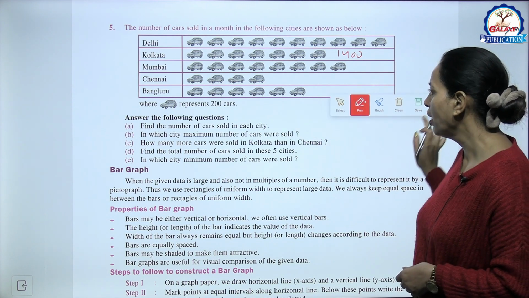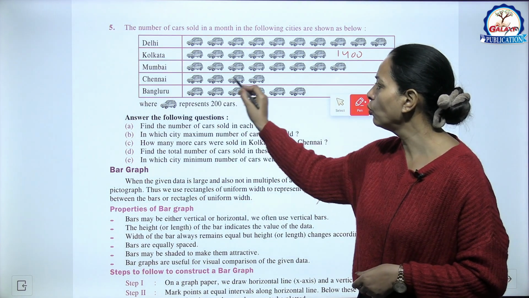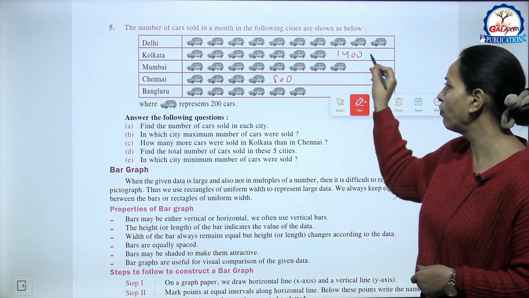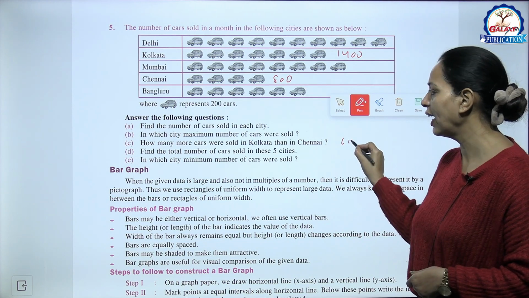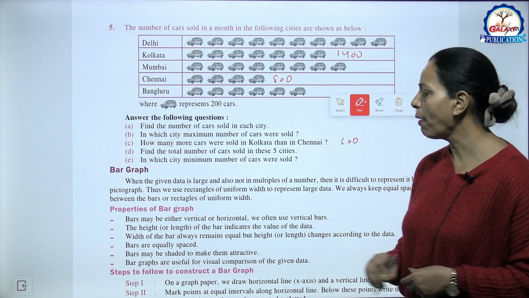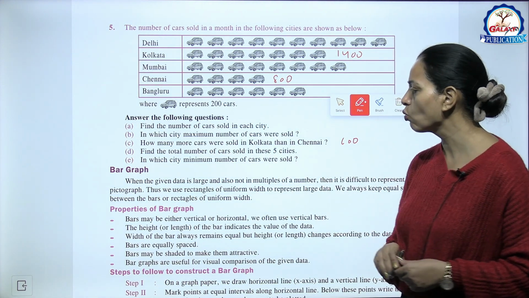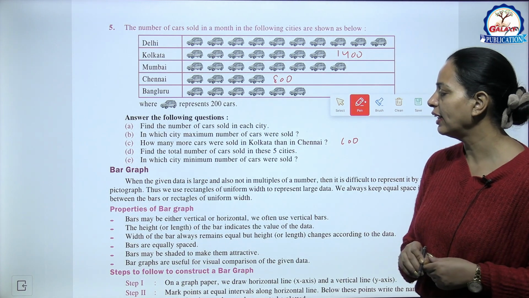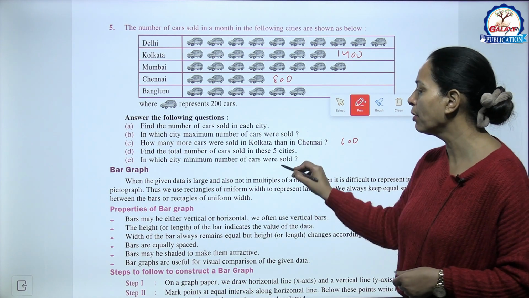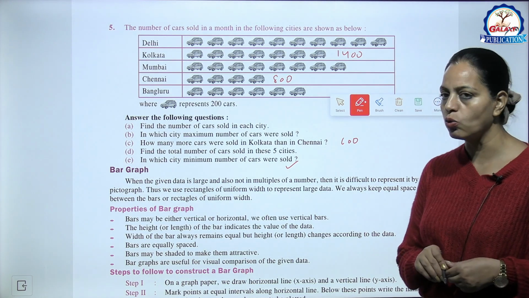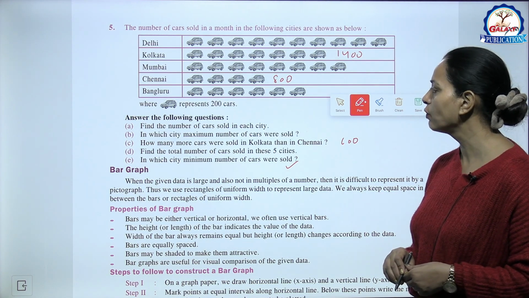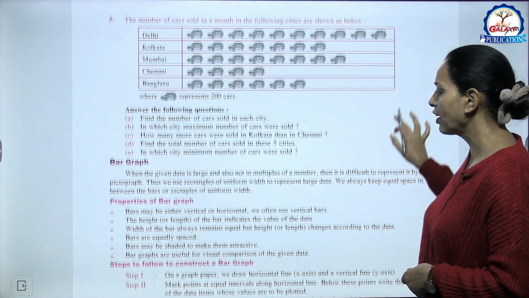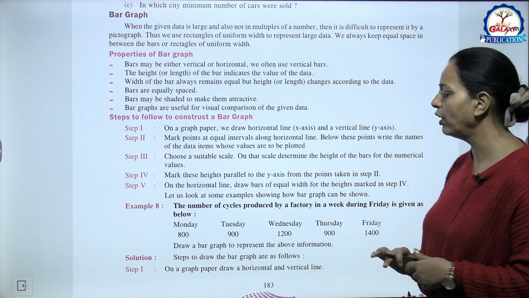And in Chennai, how many we have? 1, 2, 3, 4, that is 800. So how many more? Difference, that is 600. Okay, now D part, find the total number of cars sold in these 5 cities, add all these numbers. Okay, and then E part, in which city minimum number of cars were sold? So minimum number of cars were sold in Chennai. Okay, so I hope these are clear to you. Very interesting and very easy.